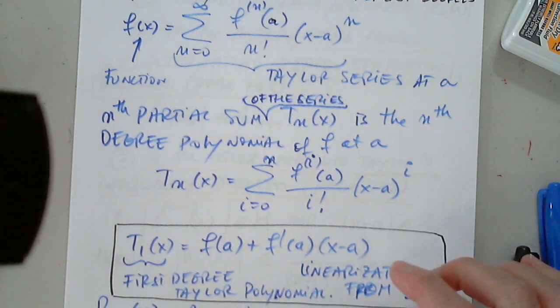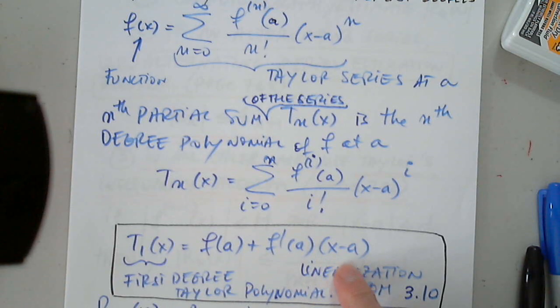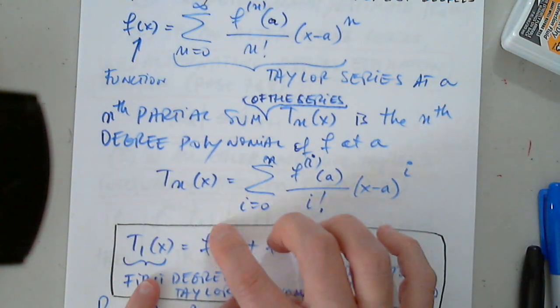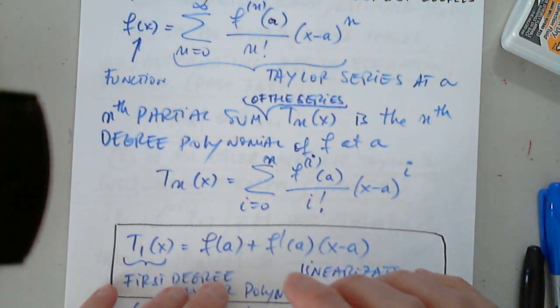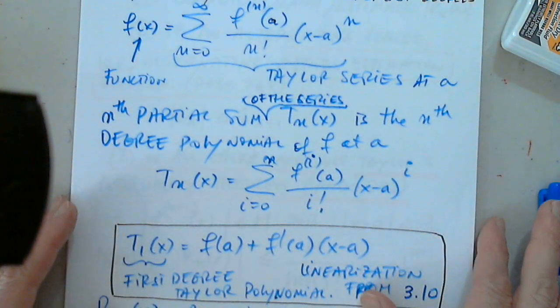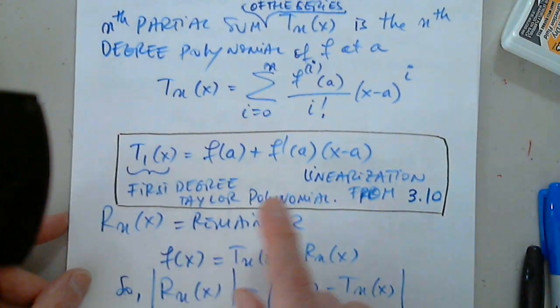So in chapter 3, section 10, we learned this. And this is basically the first degree Taylor polynomial, which is the linearization. If you want to go back to section 10 in chapter 3, you will see the explanation for this. This is the line that estimates a function near a point. It's the tangent line. So this is the remainder.